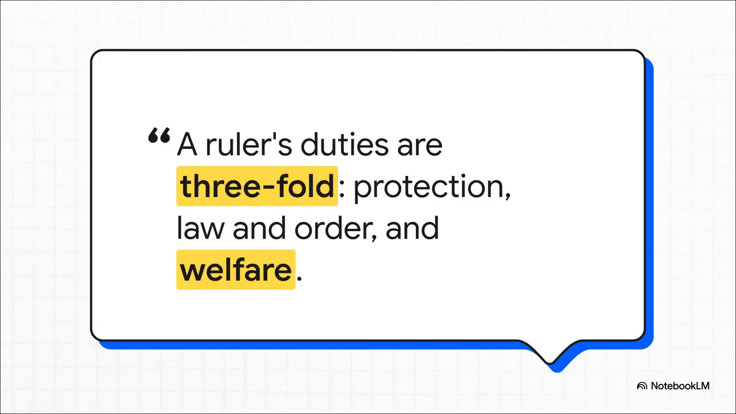And here is the wild part. These core responsibilities are definitely not a modern invention. If we look back at the ancient Indian text, the Arthashastra, written by Kautilya thousands of years ago, he literally outlines that a ruler's duties are threefold. It's protection from external threats, maintaining internal law and order, and safeguarding the welfare of the people. So, no matter the era, protection, order, and welfare have absolutely always been the fundamental goals of governing.